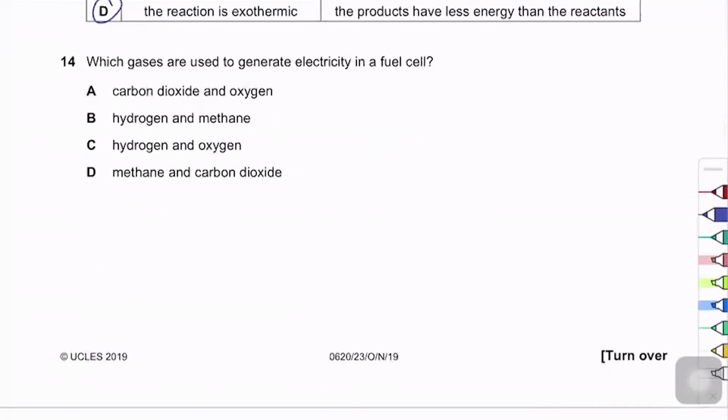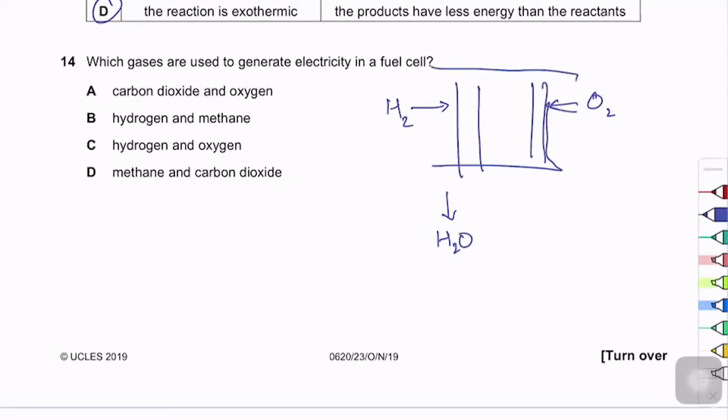Which gases are used to generate electricity in a fuel cell? This fuel cell basically takes hydrogen on one side, oxygen on the other side, and makes water from them by ionizing them, and that is what it does. That is what a fuel cell is. The internal working of the fuel cell, we don't need to get into that. Just know hydrogen, oxygen come in, form ions, and these ions produce water. So this is hydrogen, oxygen gases.